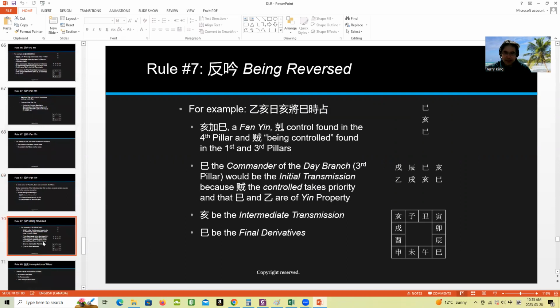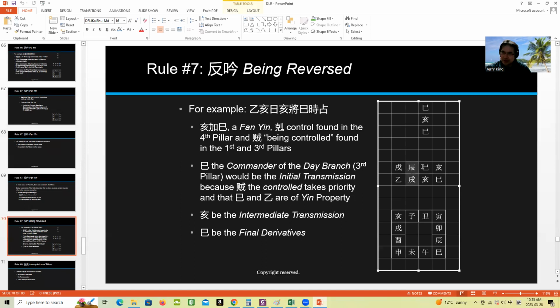Just looking for my slide here. So reversed. Fan Yin has more to do with the clashing. Just like four pillars of destiny, same thing. You have your clashes. Usually the clash is in your second pillar, third pillar, and fourth pillar, your second, third, and fourth class.